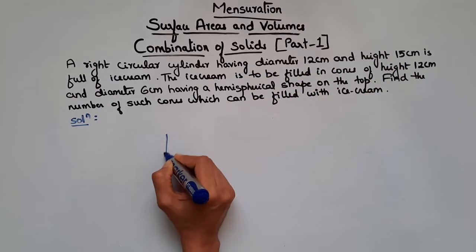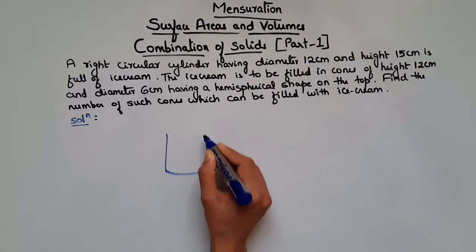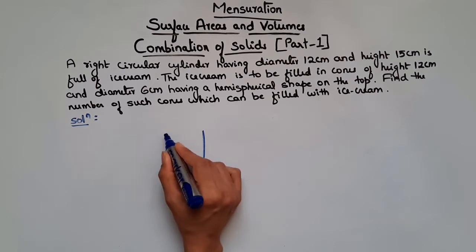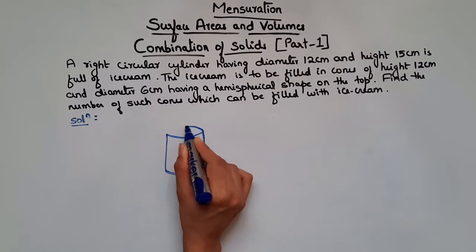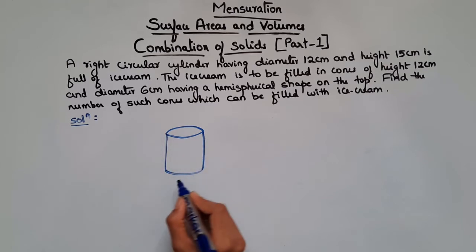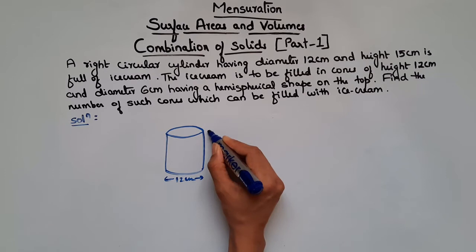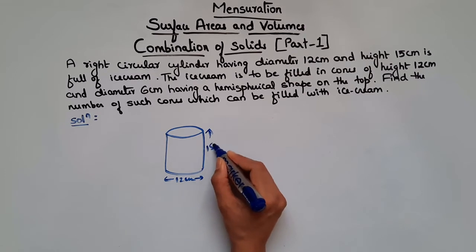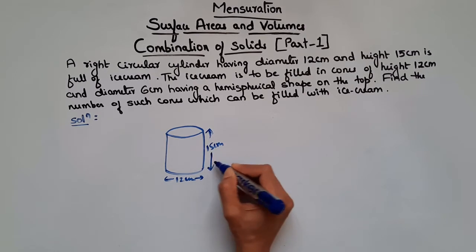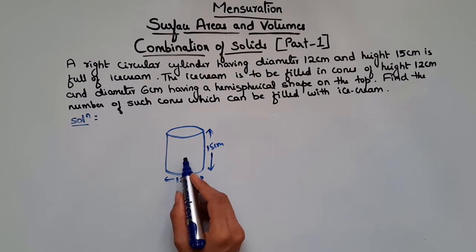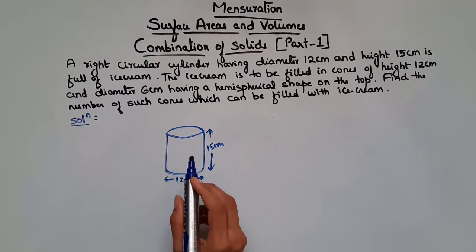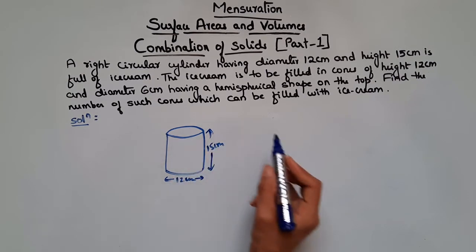So we have a right circular cylinder of diameter 12 cm and height is 15 cm. This is the diameter and we have height 15 cm. So this cylinder is full of ice cream. So now we have to empty the ice cream into the cones.